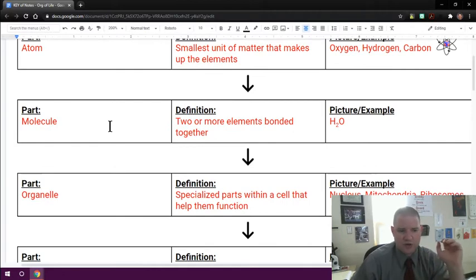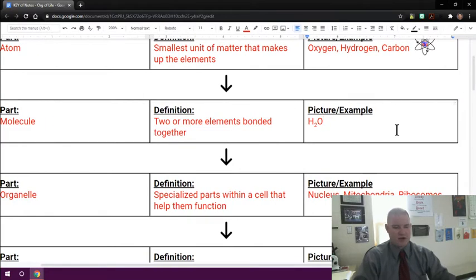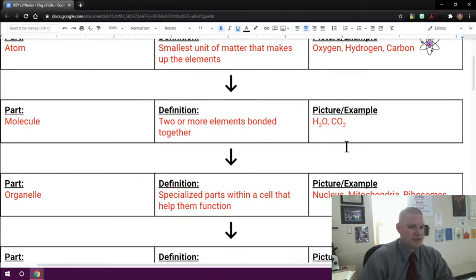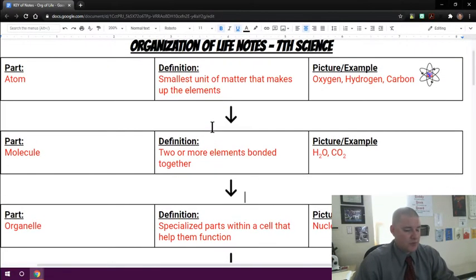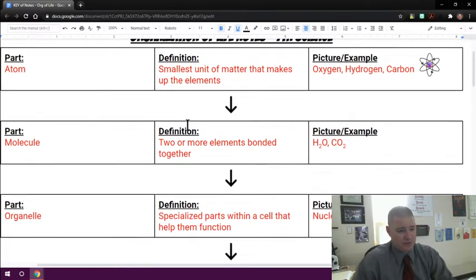The next part, when you get a bunch of atoms or elements together, you get what is called a molecule. The definition of a molecule is when you have 2 or more atoms that are bonded together, that are working together. Examples of these would be like water, H2O, 2 hydrogens, 1 oxygen. Carbon dioxide would be another one. I'm going to add that to the list here, capitalizing that O because that's an oxygen. Those are molecules. They're also non-living.